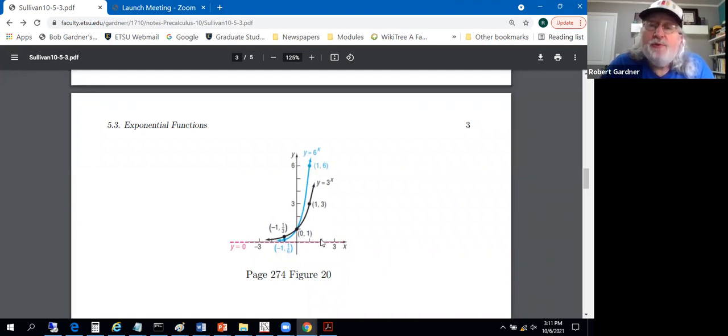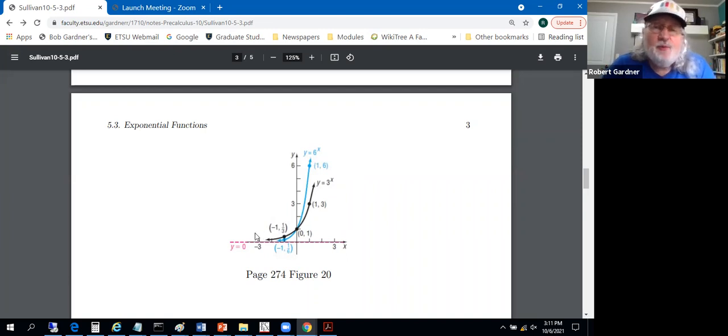Let's move over here to 2. 3 to the x would produce 3 squared, which is 9. 6 to the x would produce 6 squared, which is 36. 36 compared to 9. This one grows a lot faster than this one. It's because the base is bigger.